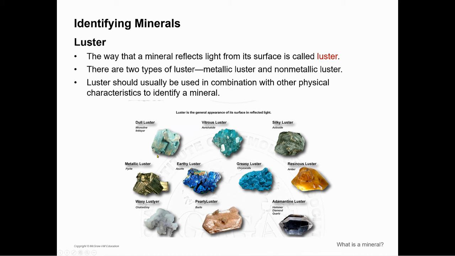And here's different types of luster. Here's a metallic luster. This is a dull luster. Waxy, it looks like a piece of wax. Pearly luster, earthy luster, and different types of luster. So you can go by crystal, and you can see right here, look at the crystal shapes in these. But they're not perfect. So we could look at the luster and crystal shape.